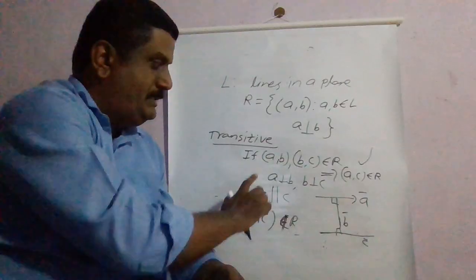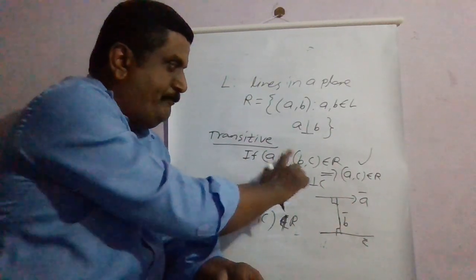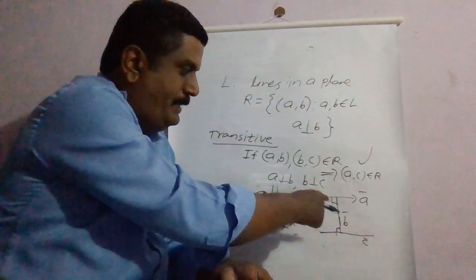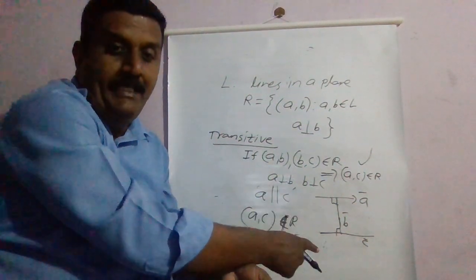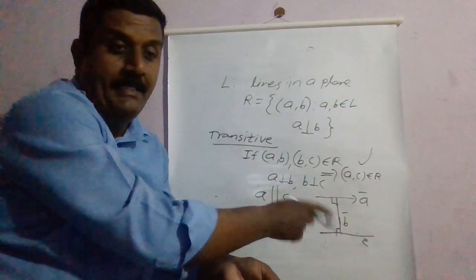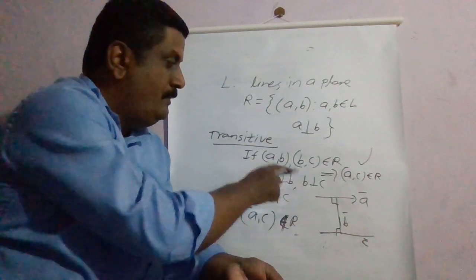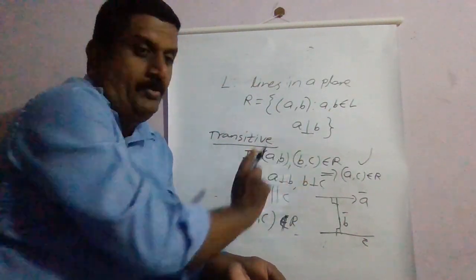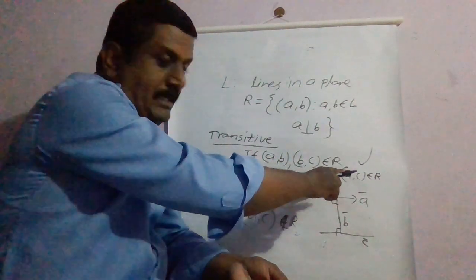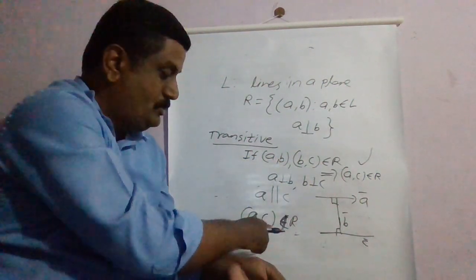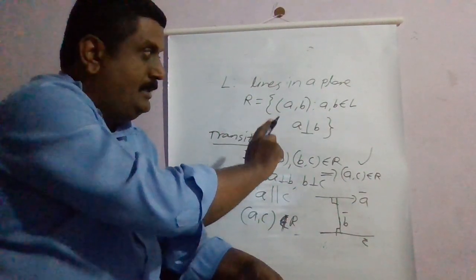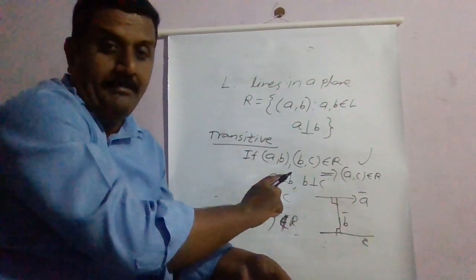But for transitivity, we can assume that (A, B) and (B, C) belong to R. That means A is perpendicular to B and B is perpendicular to C. But what will happen? A and C are not perpendicular. Actually, A and C are parallel. So we can conclude that (A, B), (B, C) belong to R, but (A, C) does not belong to R, because if (A, C) belongs to R, A must be perpendicular to C. That is not happening here. So this relation is neither reflexive nor transitive, but it is symmetric.